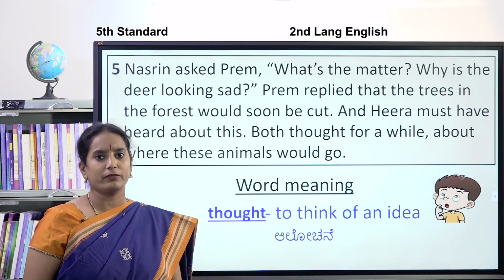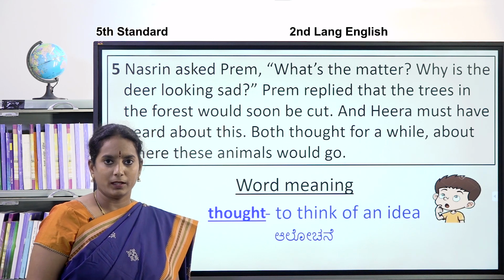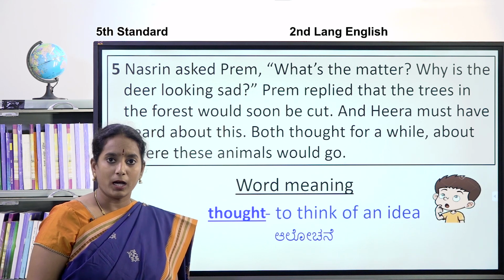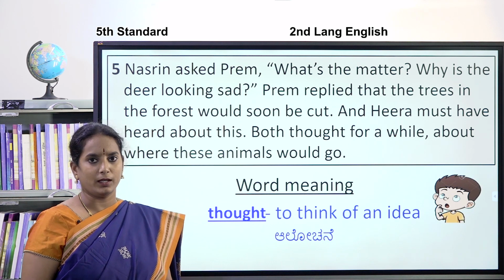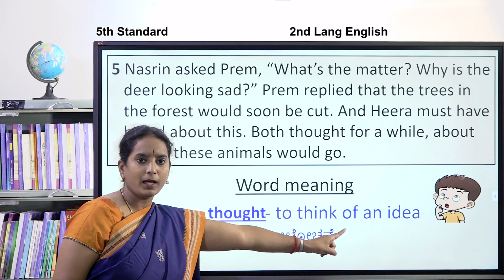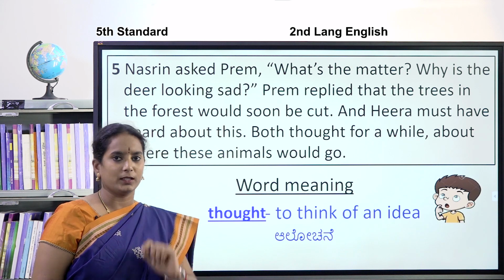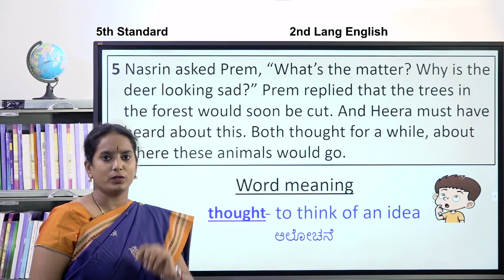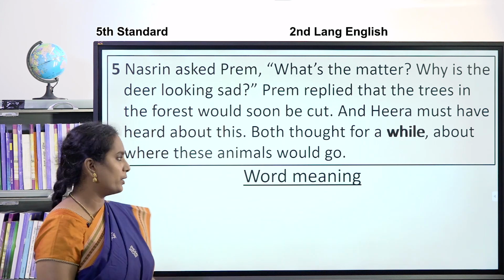In the lesson, we have the sentence, both thought for a while. ಅಂದರೆ ಏನು? ಇಬ್ಬರು ಆಲೋಚನೆ ಮಾಡ್ತಾರೆ. ಏನು ಮಾಡ್ಬೋದು ಅಂತ ಆಲೋಚನೆ ಮಾಡ್ತಾರೆ. That is the word thought, to think of an idea. ಅಲ್ಲಿ ನೋಡ್ಬೋದು ಆ ಹುಡುಗ ಏನು ಮಾಡ್ತಾ ಇದ್ದಾನೆ? ಆಲೋಚನೆ ಮಾಡ್ತಾ ಇದ್ದಾನೆ. He is thinking. So that is what is called thought. We'll move on to the next word.